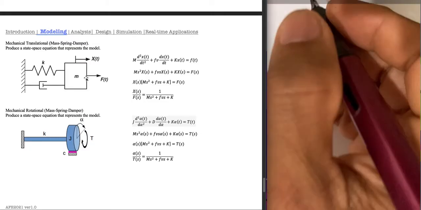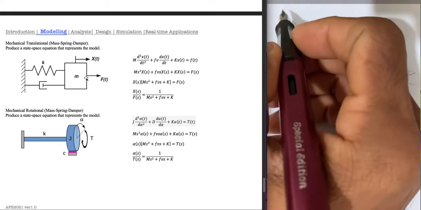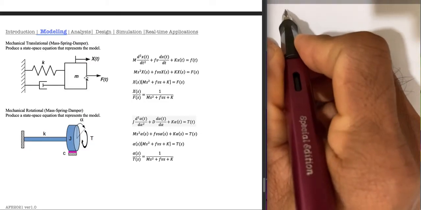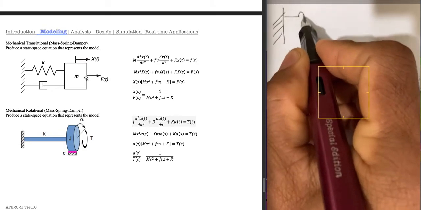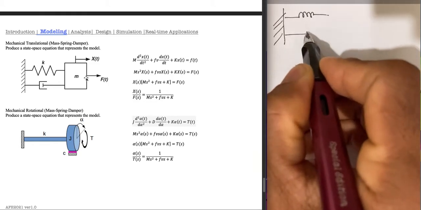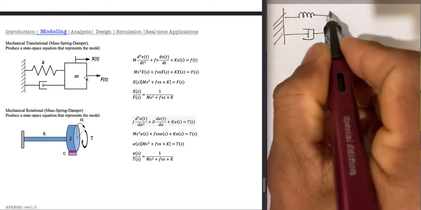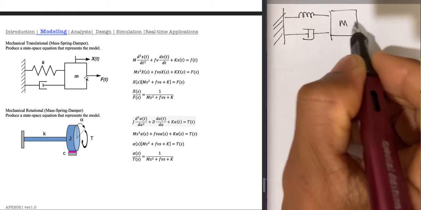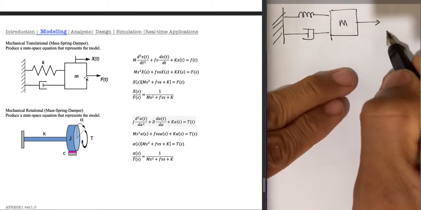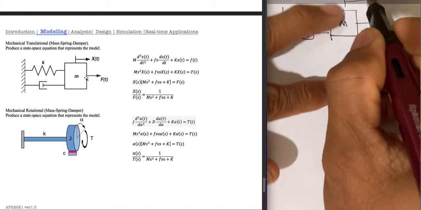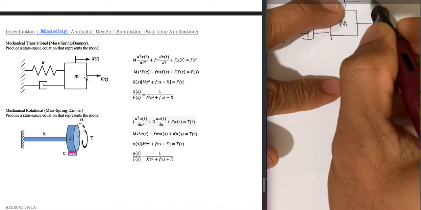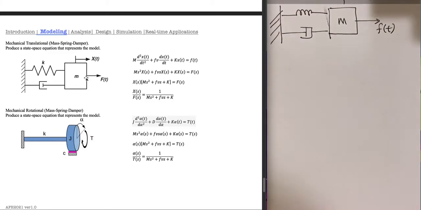Let's say we're talking about suspension systems. We have a model of a system which consists of a spring, a damper, and a mass. Then this f(t) is our input, and this is the motion, the displacement of m. Okay, so we have this.